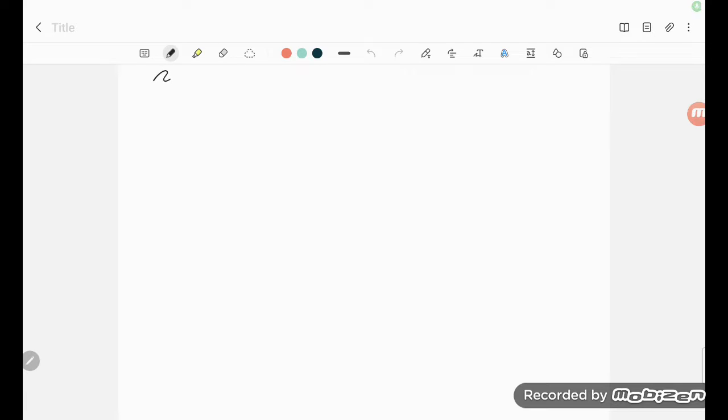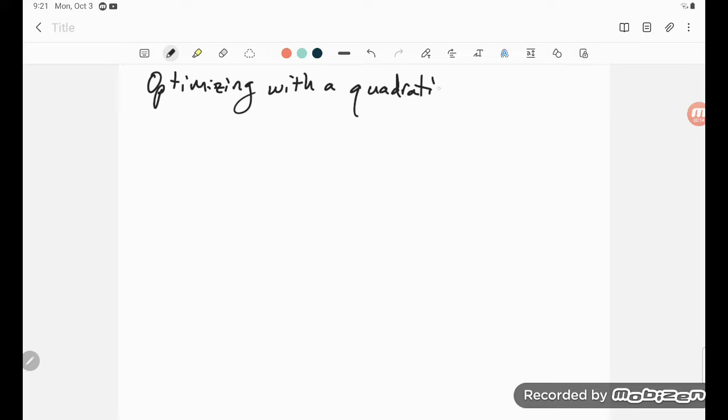So we want to look at optimizing with a quadratic objective. Okay, so remember what we've done so far.